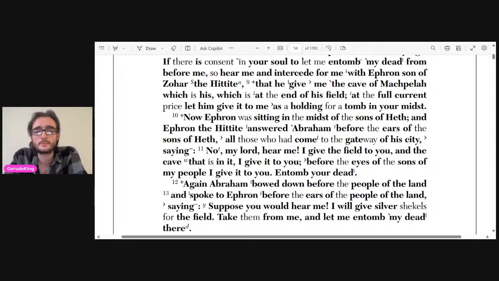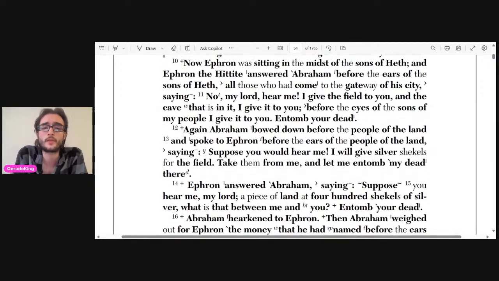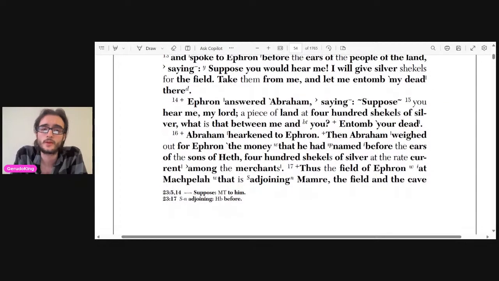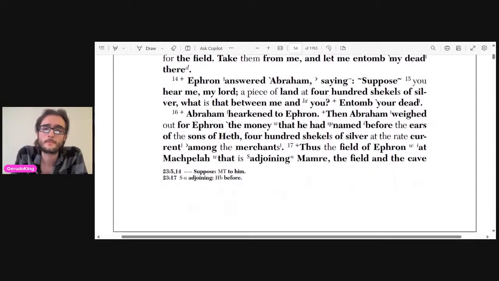Now Ephron was sitting in the midst of the sons of Heth, and Ephron the Hittite answered Abraham before the ears of the sons of Heth, all those who had come to the gateway of his city, saying, No, my lord, hear me. I give the field to you, and the cave that is in it, I give it to you. Before the eyes of the sons of my people, I give it to you. Entomb your dead. Again, Abraham bowed down before the people of the land and spoke to Ephron before the ears of the people of the land, saying, Suppose you would hear me, I will give silver shekels for the field. Take them from me, and let me entomb my dead there.